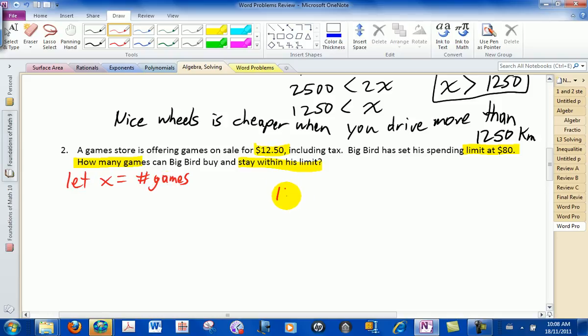Yeah, you take your price, $12.50, and multiply by x. Don't write that down. So these are standard questions. And so what it is, you get your price times the amount, so how many you buy, equals your cost.